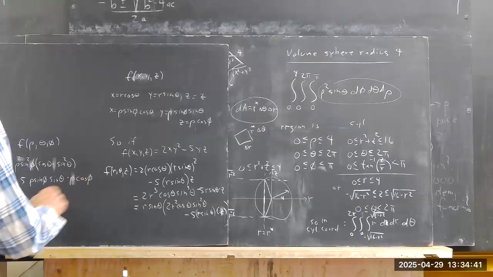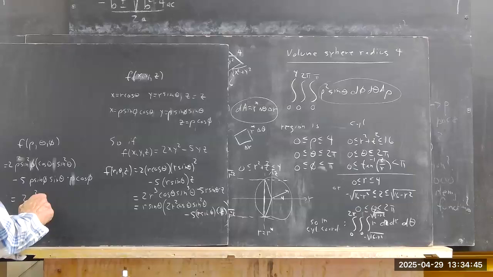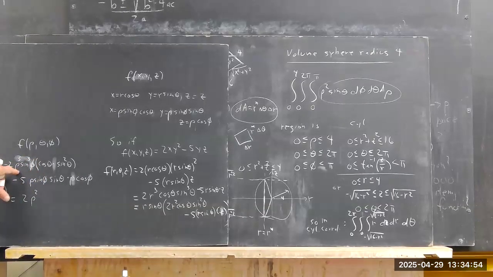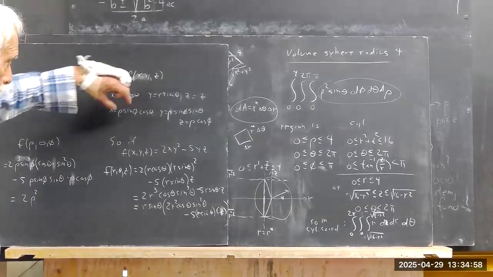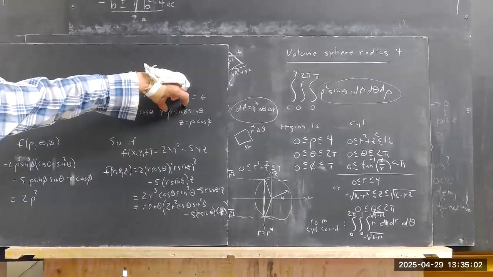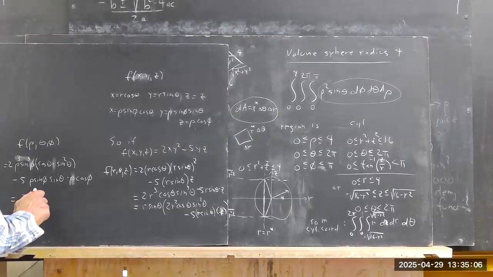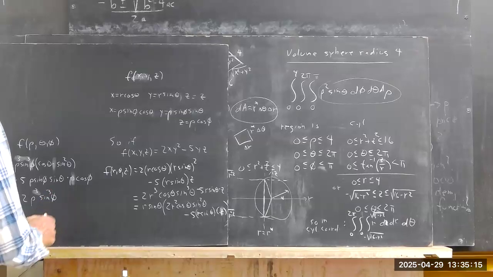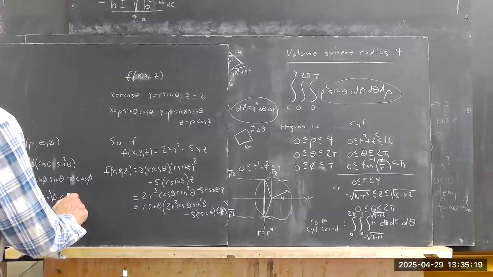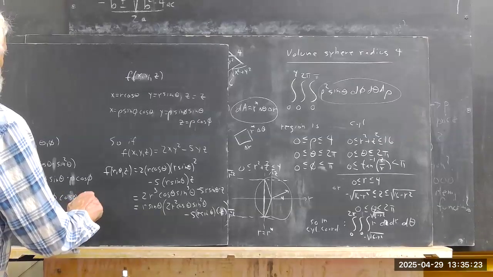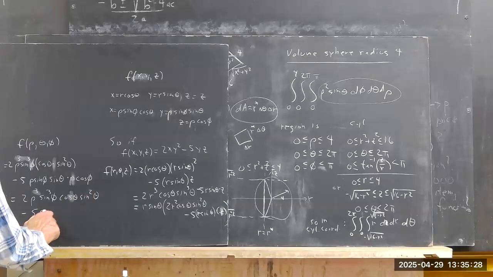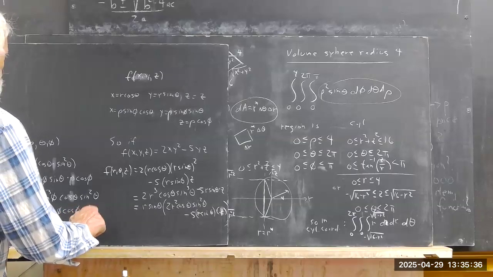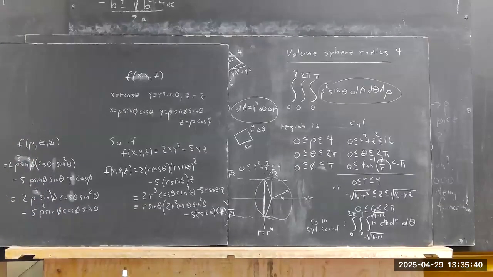Times rho cosine phi. That's going to be 2 rho squared. That'd be rho cubed. Again, why is it rho cubed sine cubed phi? Because we've got x, which has a rho sine phi. We've got y squared, which will have the square of a rho sine phi. It's not careful, it's just straightforward.